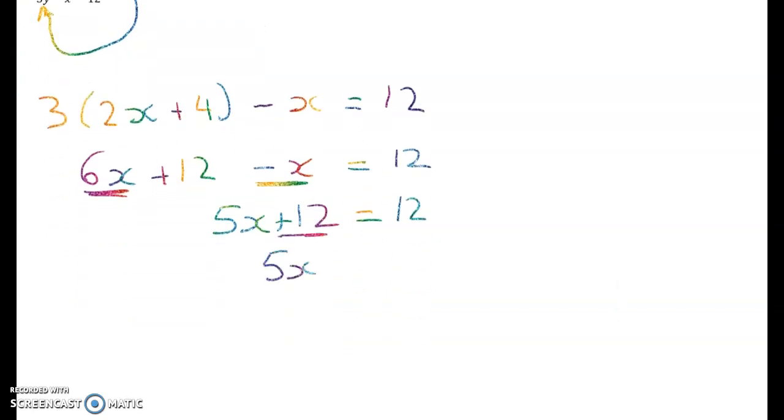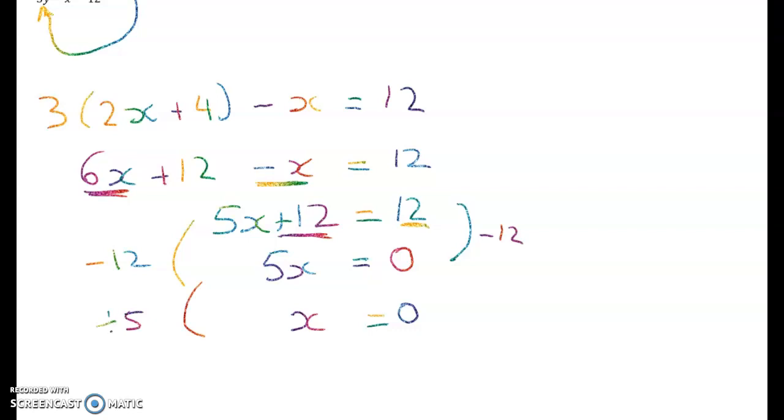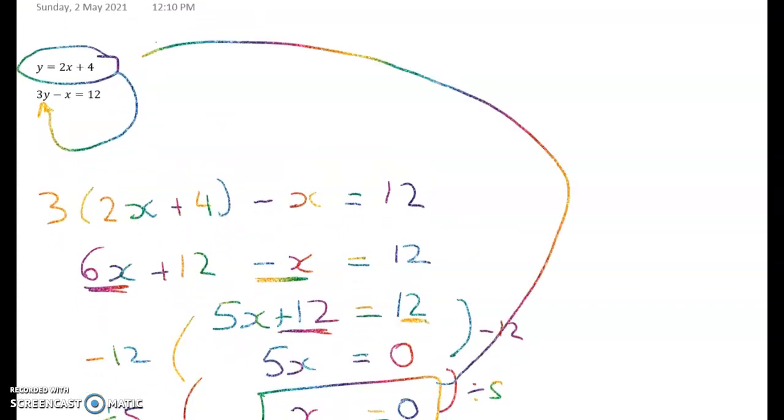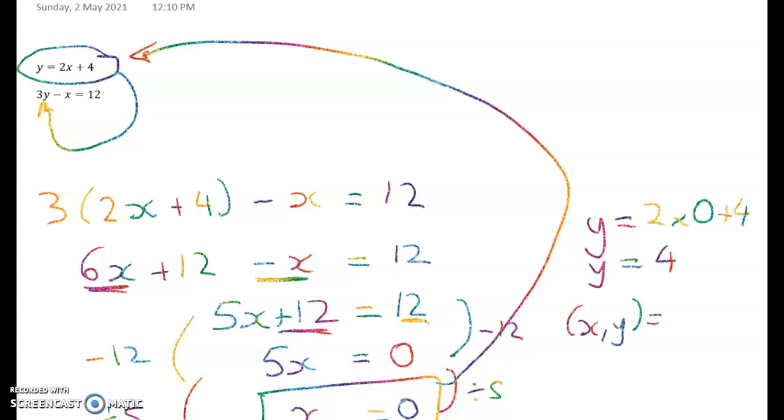Or subtracting 12 from both sides, 5x equals 0. Dividing both sides by 5 gives me x equals 0. Okay, so what steps have I got here? Well, I'm taking away 12 from both sides there, and I'm dividing by 5 on both sides there. So that gets me down to x equals 0, and now I take it and I plonk it back in to my first equation, and I get y is equal to 2 times 0 plus 4, which gives me y equals 4. So my answer is x, y is equal to 0, 4.